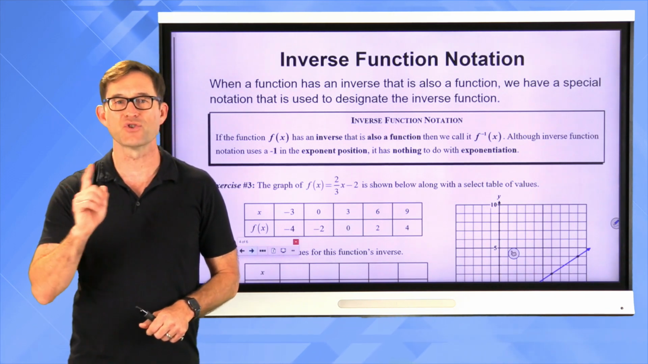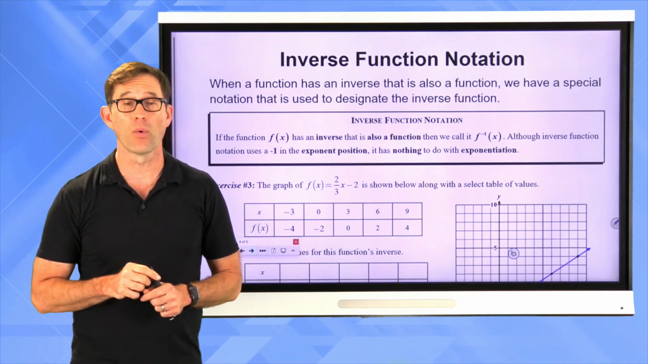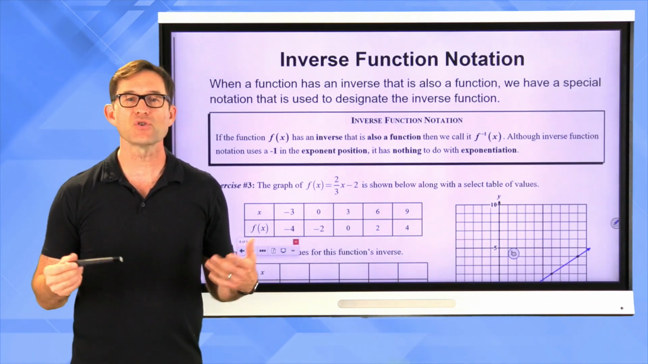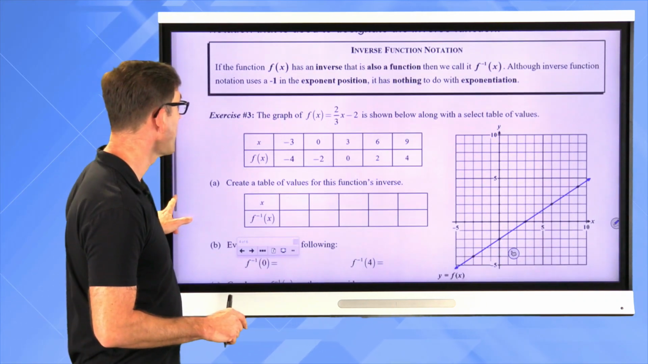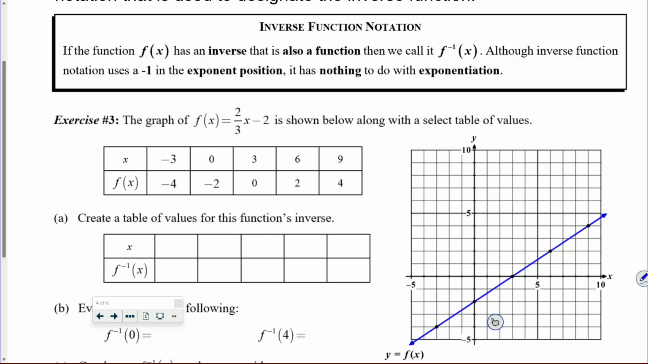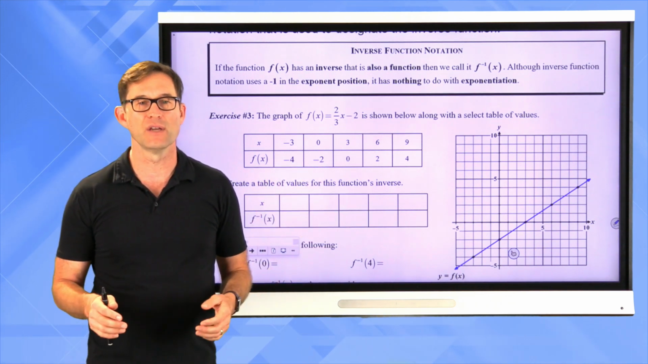Inverse function notation. When a function has an inverse that is also a function, we'll get into that more in the last exercise, we have a special notation that is used to designate the inverse function. Inverse function notation: if the function f of x has an inverse that's also a function, then we call it f with a little negative 1 of x. Although inverse function notation uses a negative 1 in the exponent position, it has nothing to do with exponentiation. All right, so sometimes in math we use particular notation that can be confusing.